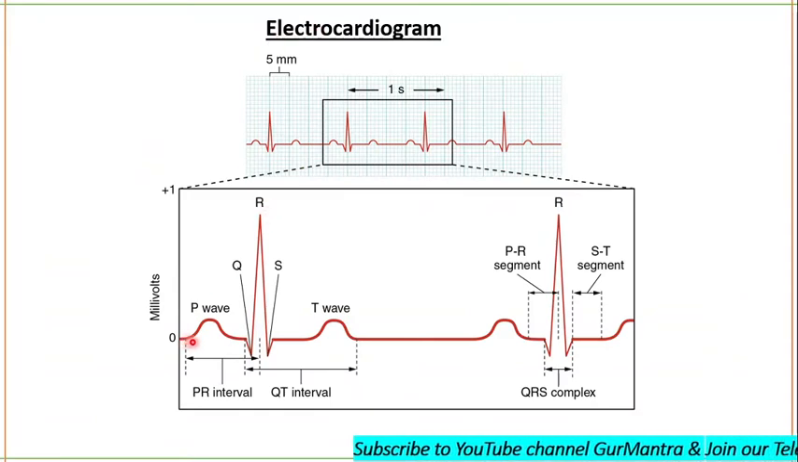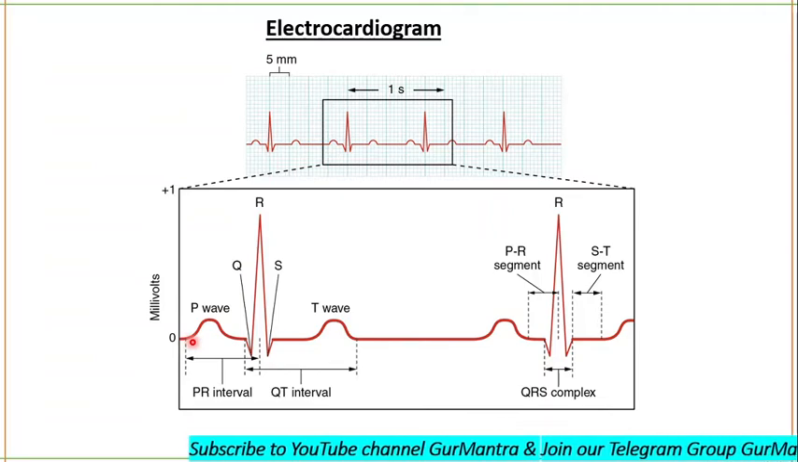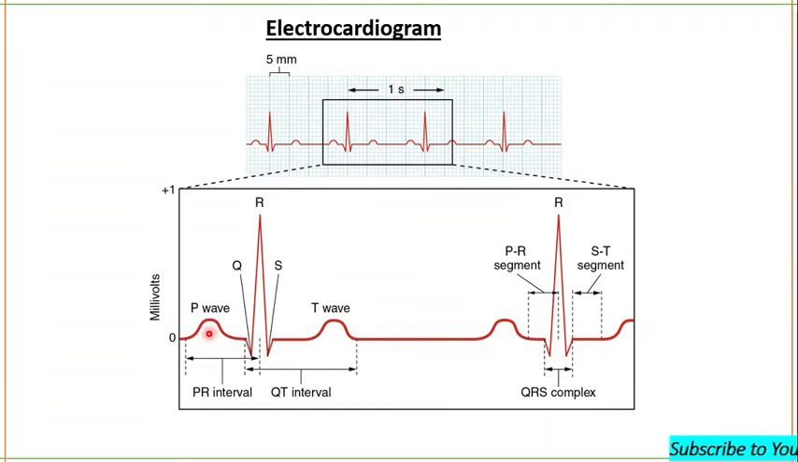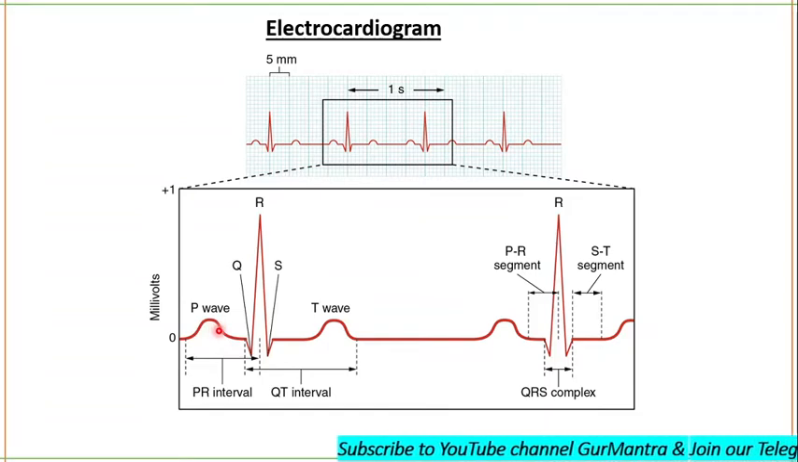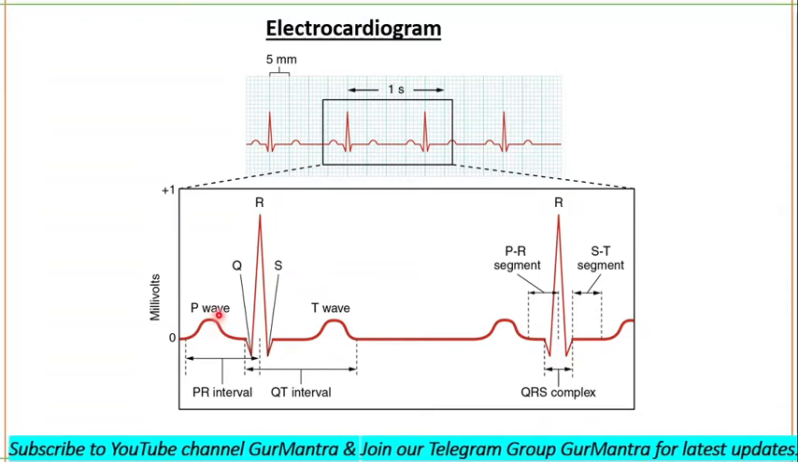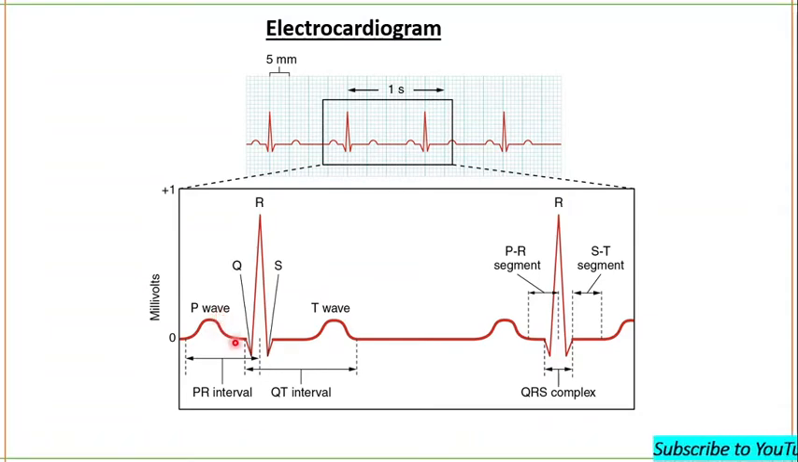The P wave is a small upward deflection, as you can see on the ECG. What is it representing? It is representing atrial depolarization. This depolarization spreads from the SA node throughout the atria. It usually lasts for 80 to 100 milliseconds.